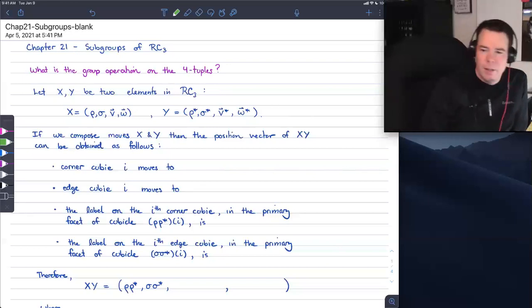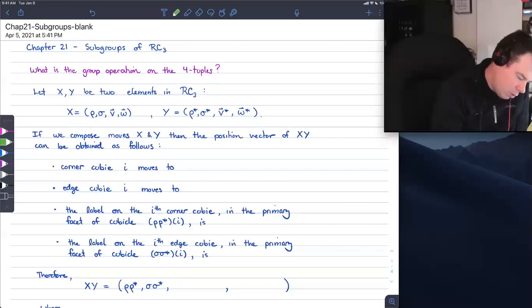Well, corner cubie I, it's going to start in the, so we're imagining we're in the solved state. Move X takes corner cubie I and moves it to row I.